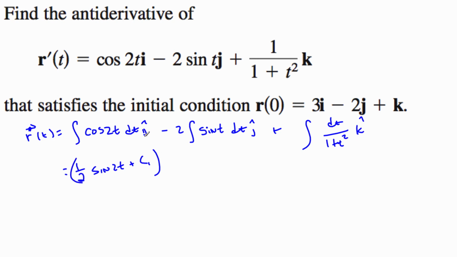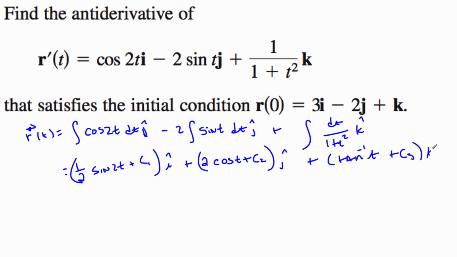I know that looks like a j, it really is an i. All right, now I'm integrating sine, so I'm going to get rid of that negative sign there. That's going to be plus 2 cosine t plus c2, and this is in the j direction. And then this is arctan t in the k direction.